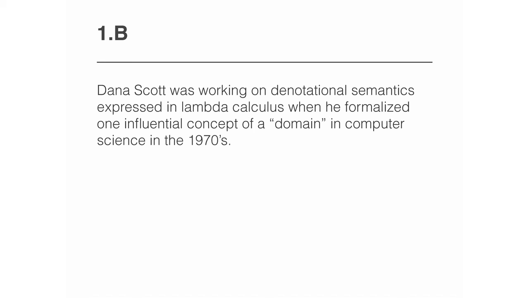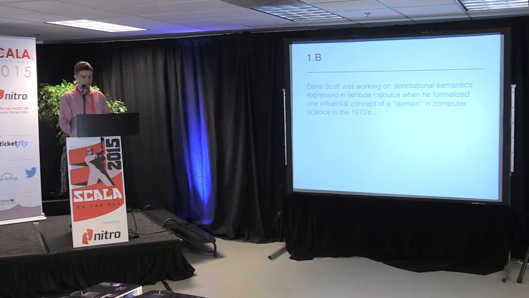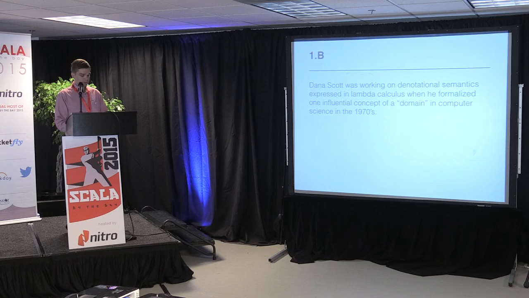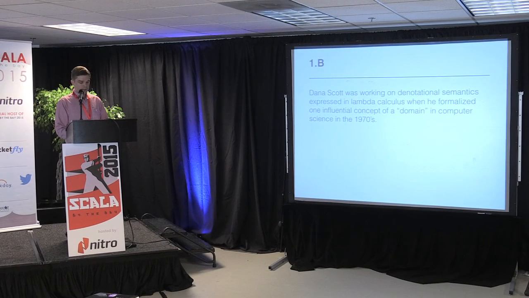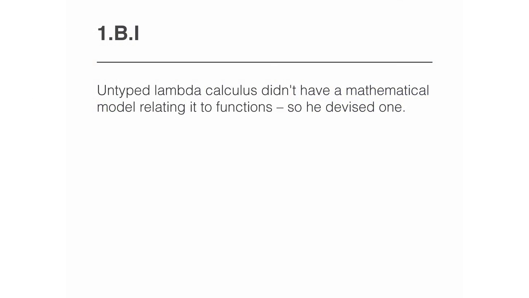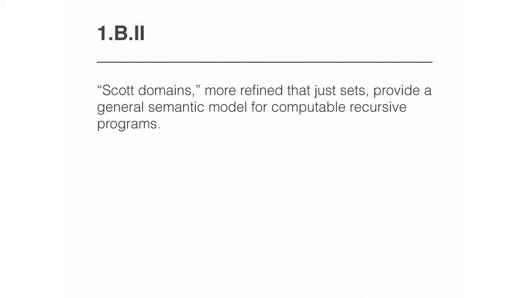A man named Dana Scott was working on denotational semantics expressed in lambda calculus when he formalized one influential concept of domain in computer science, which is now called the Scott domain. And this was all the way back in the 1970s. At the time, untyped lambda calculus didn't have a mathematical model relating it to functions, so he came up with one. And Scott domains are the result, or one formalization.